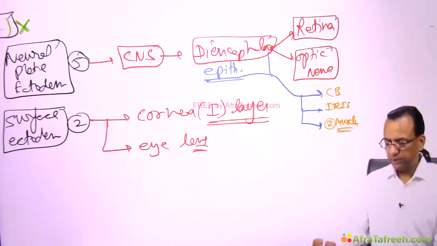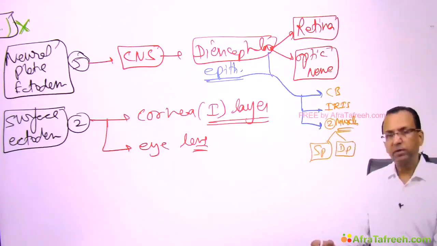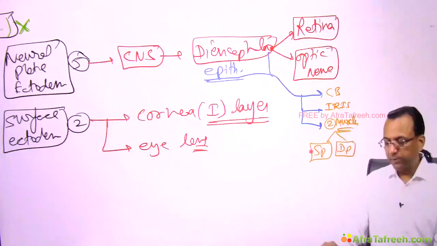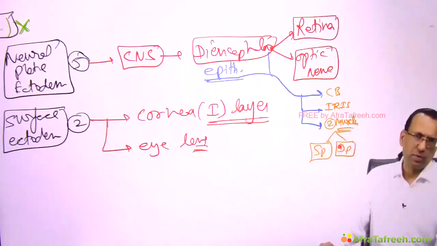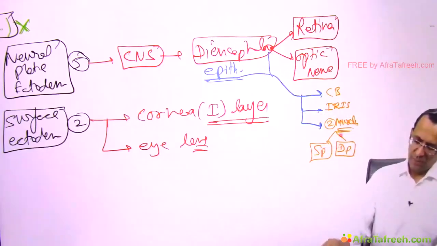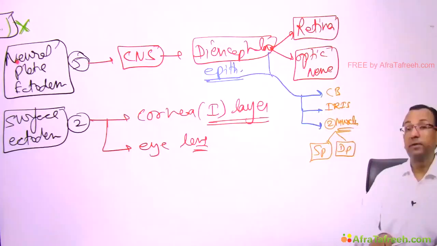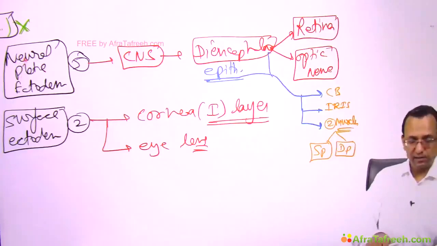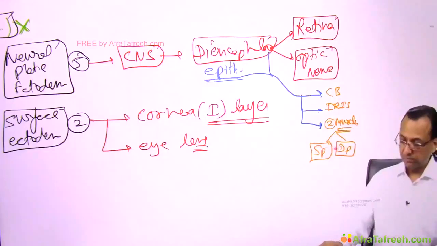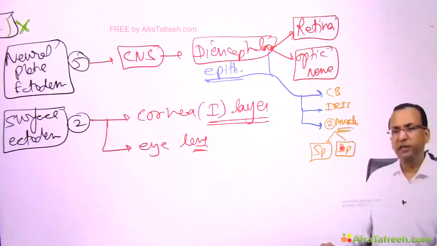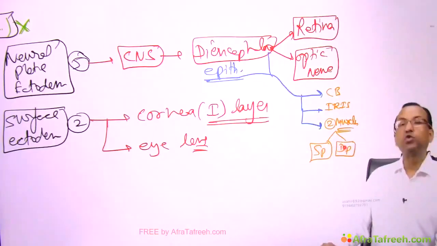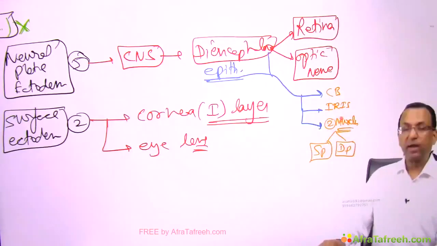Are you talking about sphincter pupillae and dilator pupillae? Yeah, do you remember? The iris muscles, sphincter pupillae and dilator pupillae, came from a plate. Are you talking about neural plate ectoderm? Yes. So neural plate ectoderm forms some muscles. Neural plate ectoderm forms the iris muscles. Can we see all this in a diagram? Yes, the diagram is coming. But remember, sphincter pupillae and dilator pupillae, the 2 smooth muscles of iris, come from the epithelium.